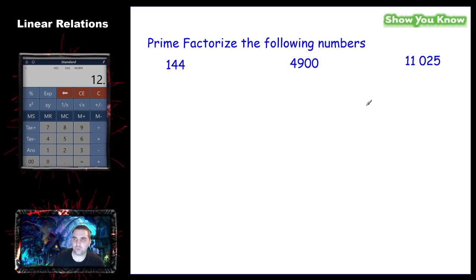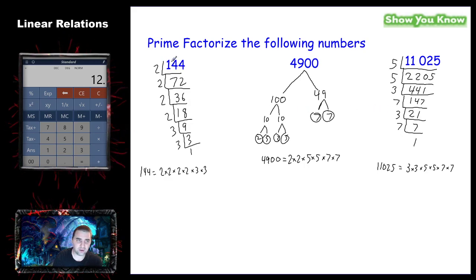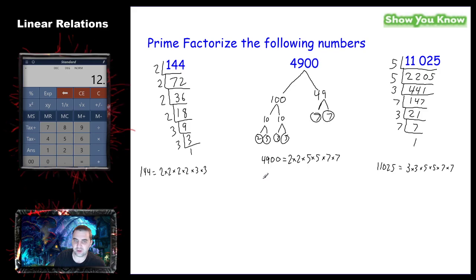Okay, so you have unpaused, I'm guessing, assuming you did the work, and here are the answers. So here's what I got. For 144, I got 2 times 2 times 2 times 2 times 3 times 3. 4 2's and 2 3's. For 4,900, I broke that down to 2 times 2 times 5 times 5 times 7 times 7.